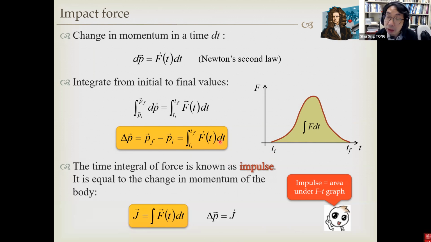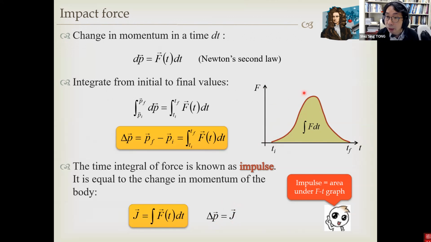But now we have another integral. That other integral is not with respect to distance or displacement, but with respect to time. If the force is integrated with respect to time, that gives you an impulse. And the impulse is equal to the change in momentum of the body. Okay, so we denote this integral by J, and J, the impulse, is equal to the change in momentum of the body.